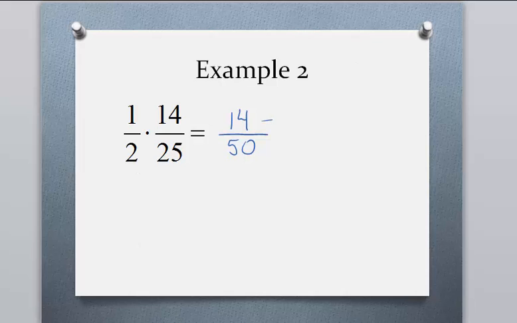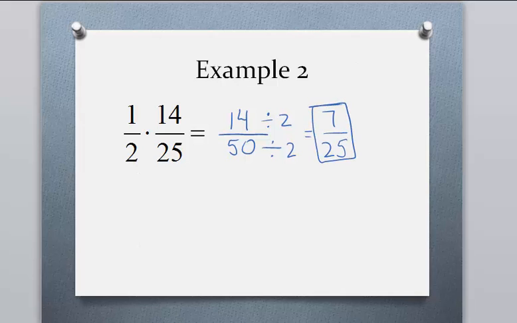In this particular case, there is a number that will divide into both 14 and 50. That number is 2. So I'm going to divide the numerator and denominator by 2. 14 divided by 2 is 7. 50 divided by 2 is 25. And that is my simplified answer.